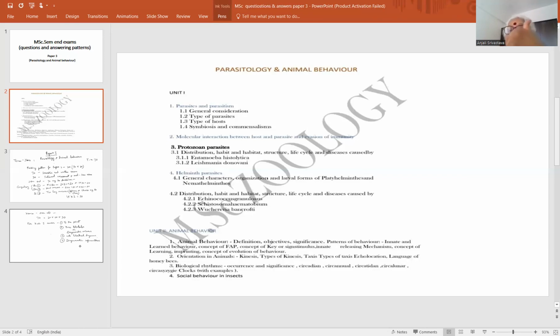So it starts with ethology. Ethology is the science of learning animal behavior. Ethos is the behavior and logos is the science. So study of science of behavior is ethology. इस पे आप एक टॉप शॉर्ट क्वेश्चन एक्सपेक्ट कर सकती हैं. Then another type of short questions expected are types of behavior.